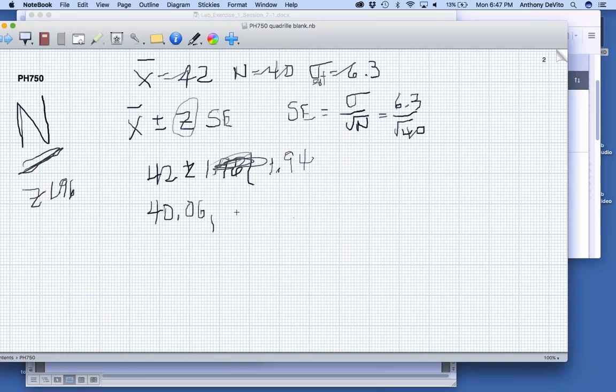40.06, right? And 43.94. Thank you very much. Good. You save a lot of time if you help me out with these things so I don't make a mistake. Okay, so what does that tell us?